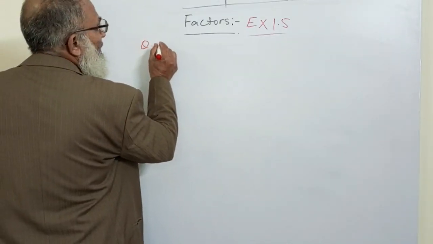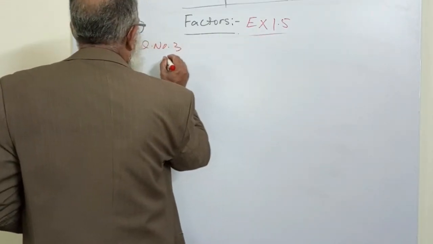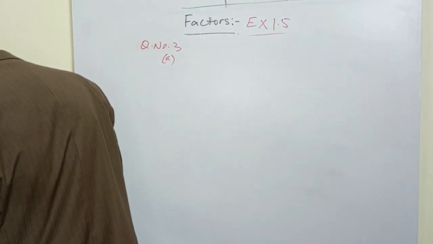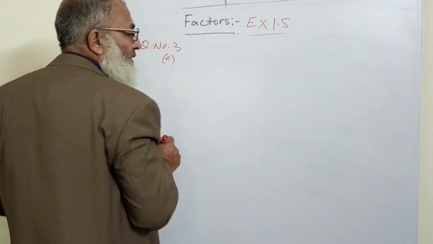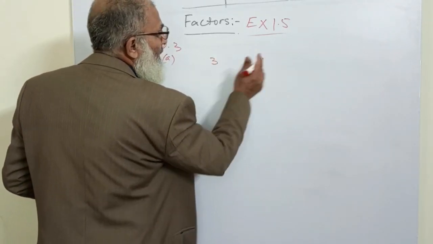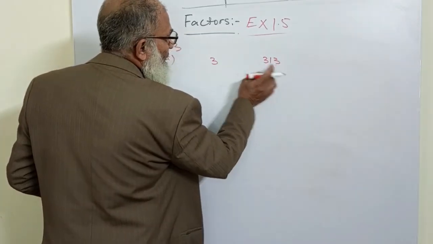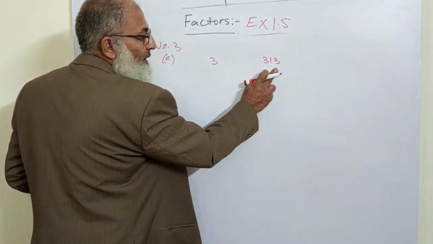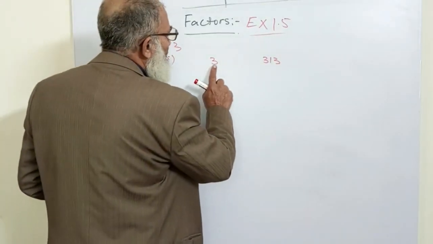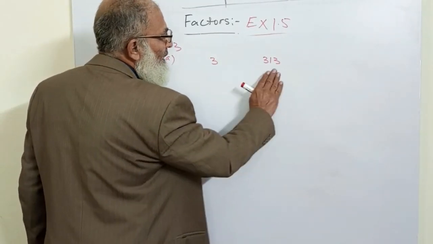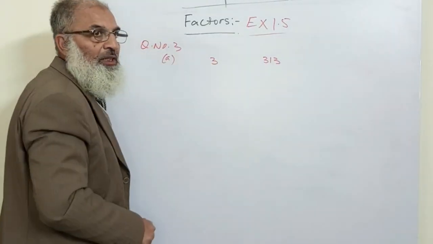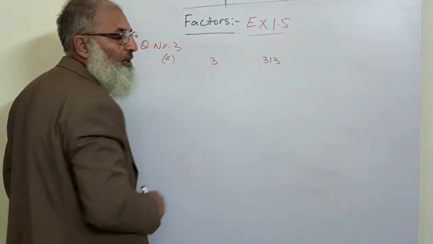Question number 3, exercise 1.5 part A is: state true or false in each case. 3 is the factor of 313. So we have to find whether 3 is the factor of 313 or not. This is very simple. We just check it with the test of divisibility. 3 plus 1 is 4 and 4 plus 3 is 7. So 313 is not divisible by 3.